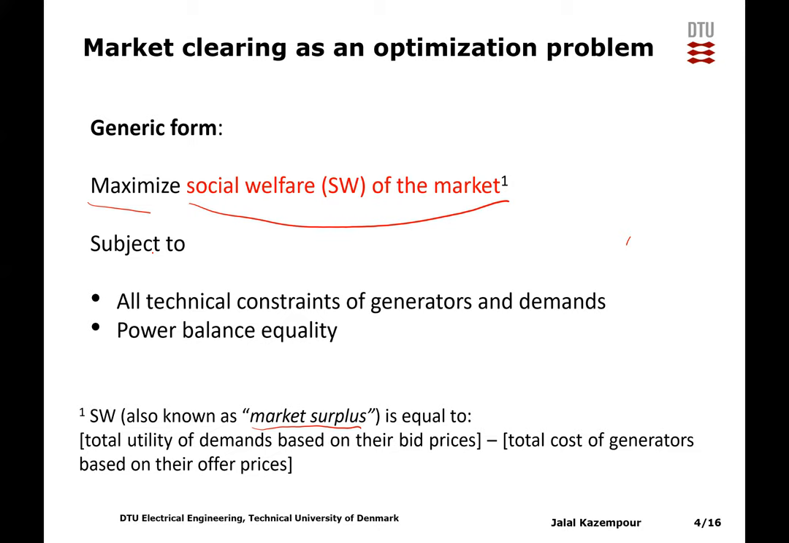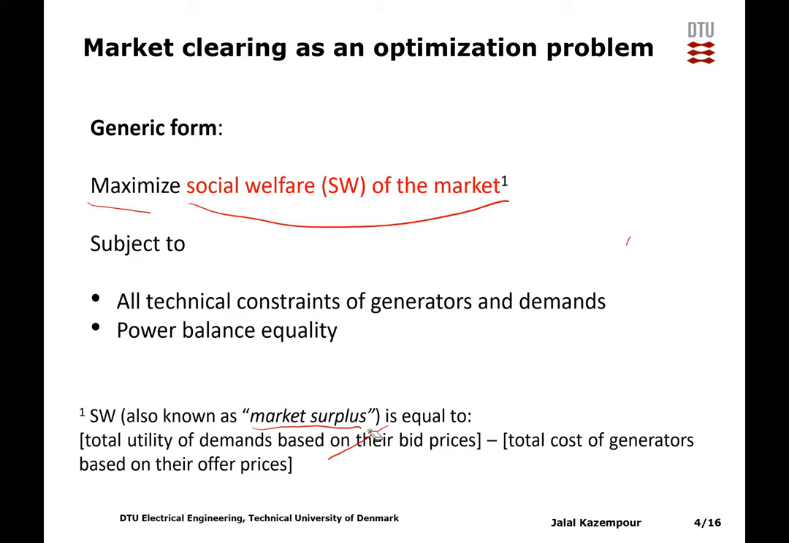So here, the demand and bid prices, they are fixed. It means that this part will be constant. So the constant term in the objective function can be eliminated. Then it will be maximizing minus total cost. So maximizing minus means minimizing total cost. So if our demands became inelastic to price, then instead of maximizing social welfare, we just need to minimize the total system cost. Very good.